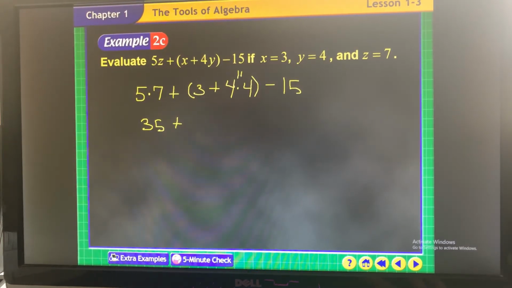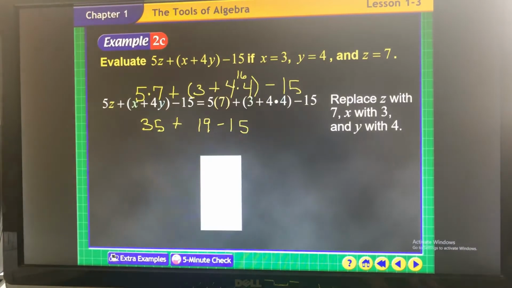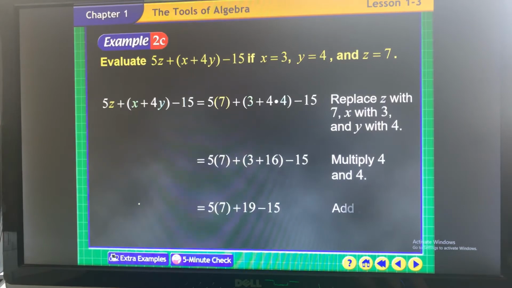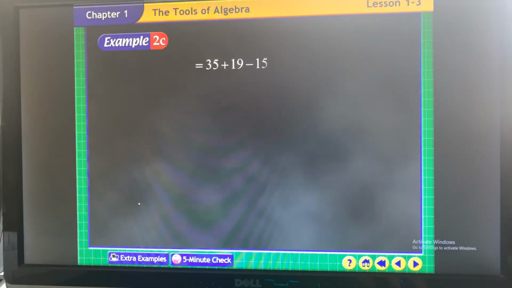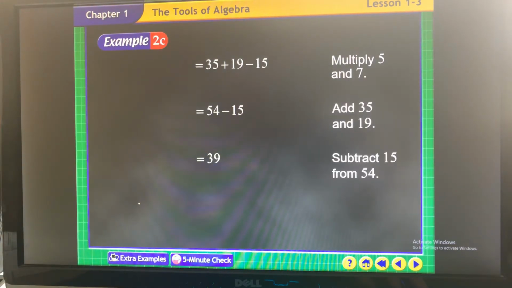So you got 16 here, right? And so I have 19 minus 15. And now you can just go ahead and do the whole process. I actually did it for you. Let me show you. Substitute, solve. 35 plus 19 minus 15 equals 39. Done.